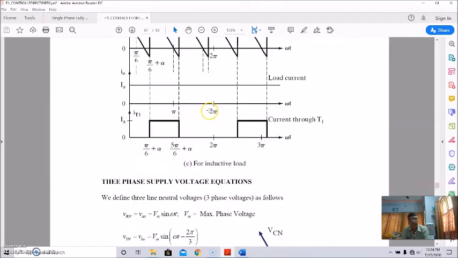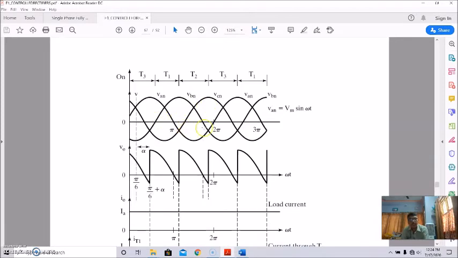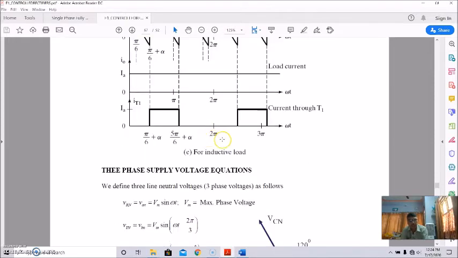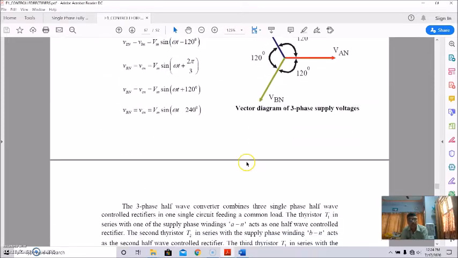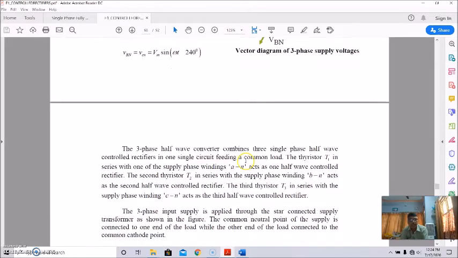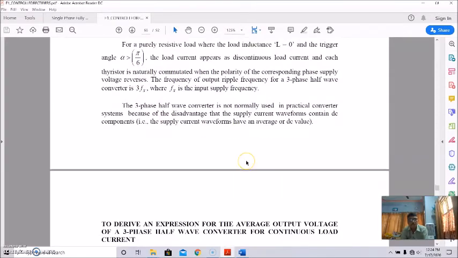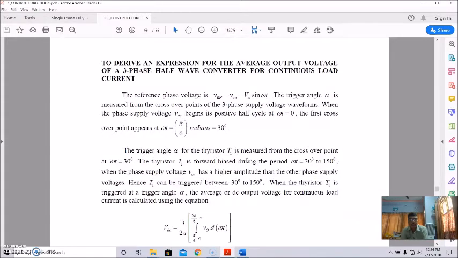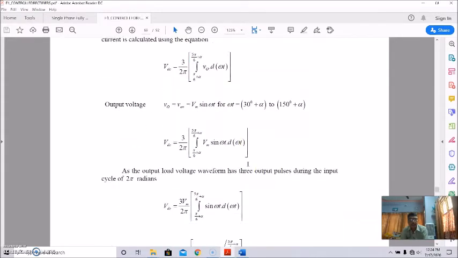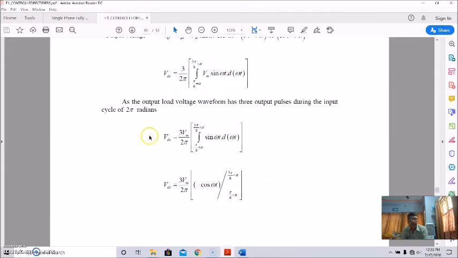See, during this 2 pi radians, it has 3 output pulses. This is for A phase, this is for B phase, and this is for C phase. So there are 3 output pulses. So it's a 3-pulse converter actually. So we can write like this. Basically, VDC will be 3 VM.